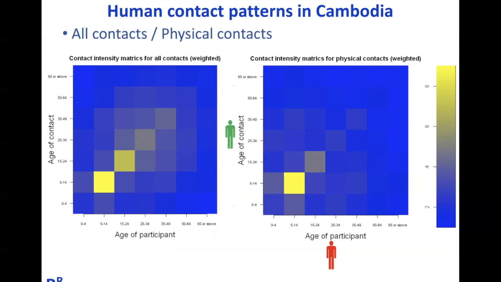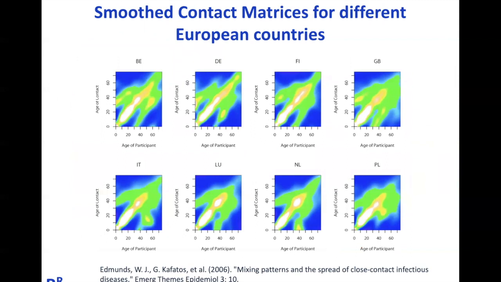Is this clear? This is a very simple graph. Let's make it more complicated. This is the same for several countries in Europe: Belgium, Germany, Finland, the United Kingdom, Italy, Luxembourg, the Netherlands, and Poland. And of course, this changes over time. If I think of Poland with 2.4 million migrants from Ukraine at the moment, probably the contact pattern is not representative anymore on this slide. But anyway, what I want to show you with this slide is that societies differ, and contact patterns in societies differ.